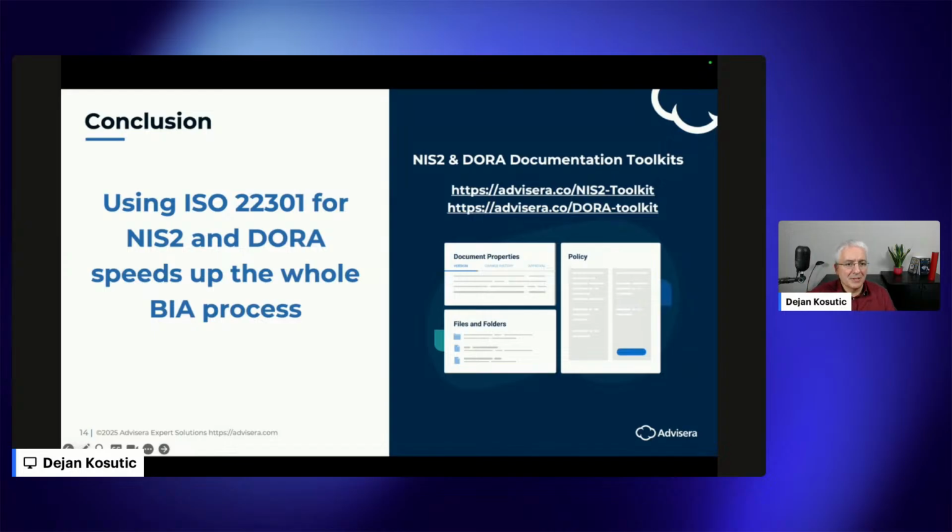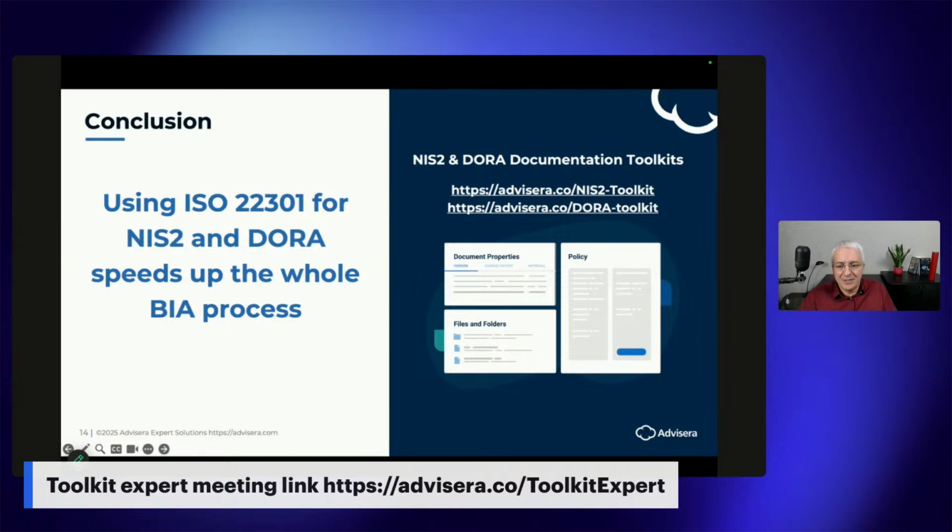Basically, let me make a conclusion, and then I'll go for the Q&A session. So I would say that this kind of a well-known standard like ISO 22301 can be used very nicely for business impact analysis, and you can speed up the whole process considerably if you follow this kind of a methodology, which is already worldwide known.